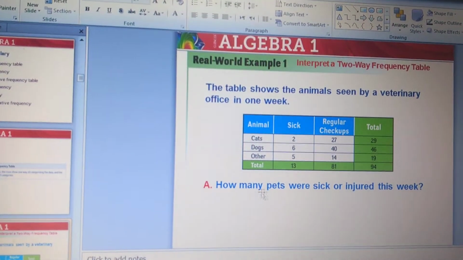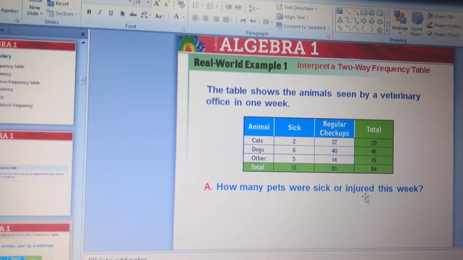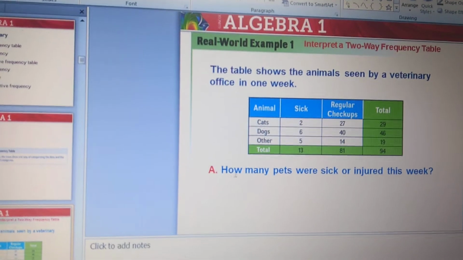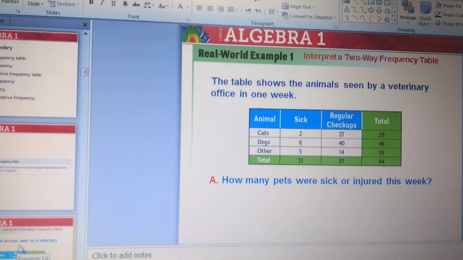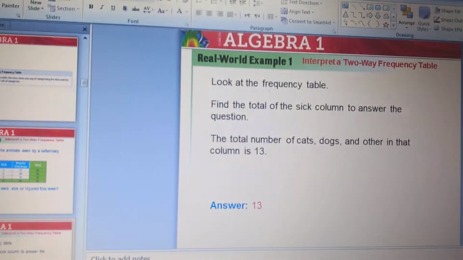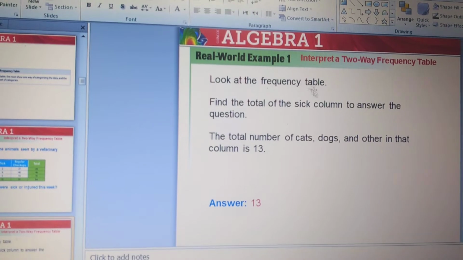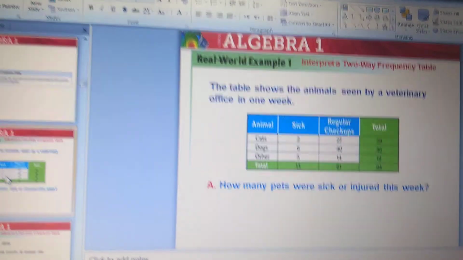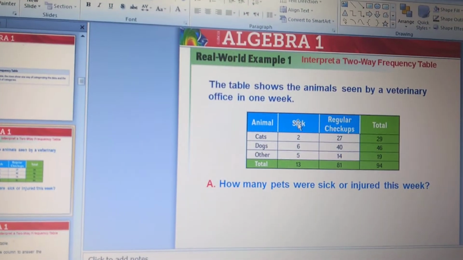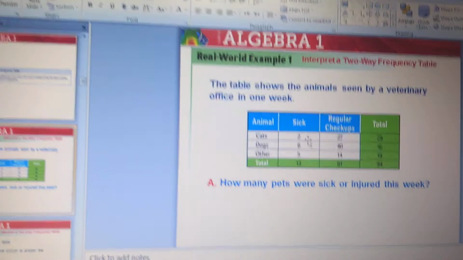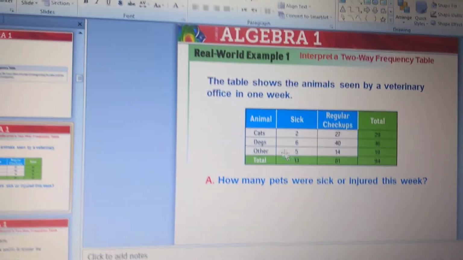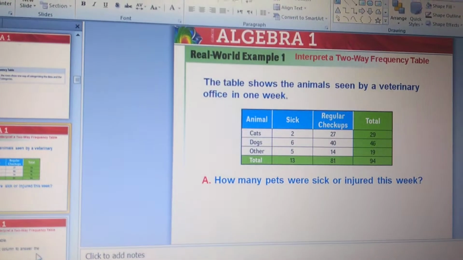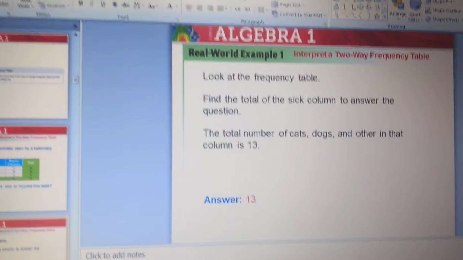For example, how many pets were sick or injured this week? Depending on this table, can we find the answer? Yes, of course. Look here. He said, look at the frequency table and find the total of the sick column to answer the question. You see here, sick. How many? I look at the total. They are 13. We have 2 cats, 6 dogs, 5 others. If we add them, we get 13. Then I have 13 sick animals. You see, the answer is 13.